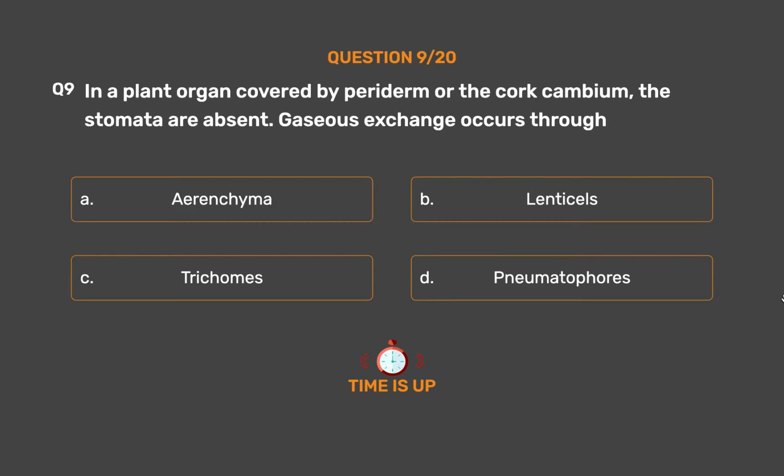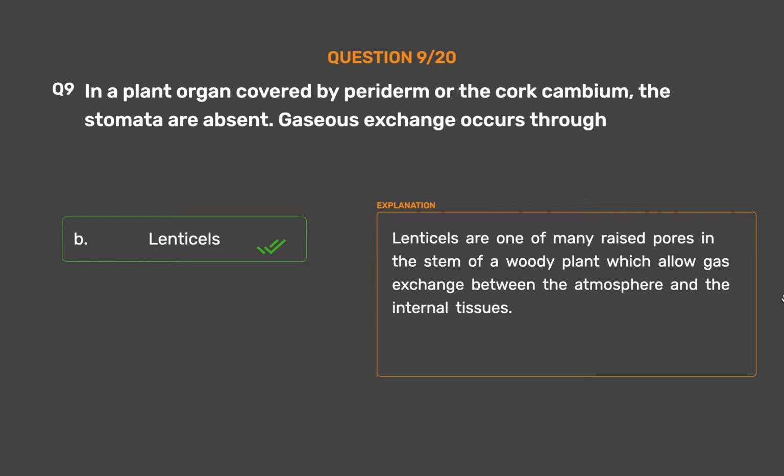The correct answer is option B. Lenticels. Lenticels are raised pores in the stem of a woody plant which allow gas exchange between the atmosphere and the internal tissues.